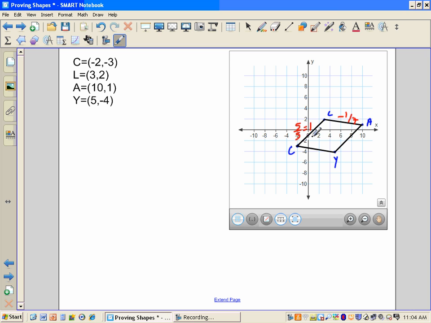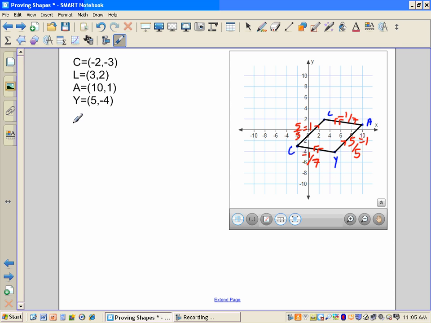From Y to A, I'm going up 5, over 5 again. So far this line is going to be parallel to this line. And over 7, down 1 and over 7 again. So now this line is parallel to this line. So yes, so far we do have a parallelogram. The other thing I'm seeing though is these lines look awfully similar to the same length.